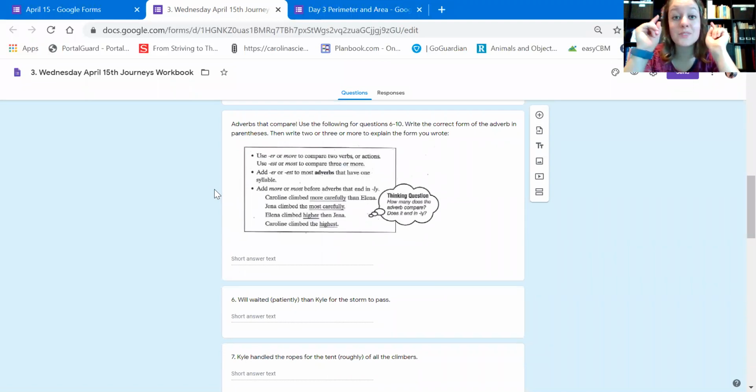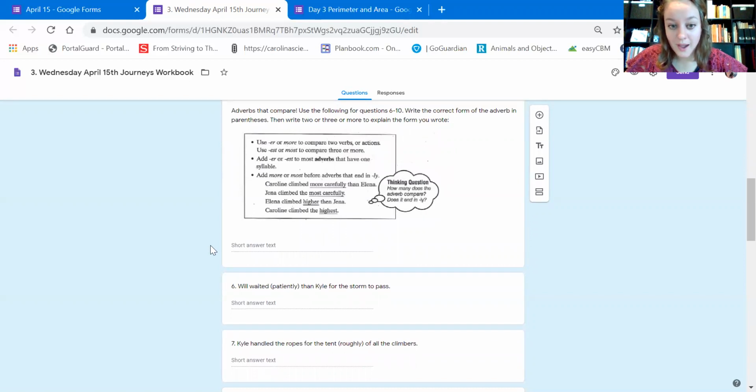Remember, an adverb is something that describes a verb, whereas adjectives are something that describe the noun. So we're looking at this box right here, and it kind of has the same rules. So, use ER or more to compare 2 verbs or actions, or use EST or most to compare 3 or more. Okay, so Will waited patiently than Kyle for the storm to pass. Okay, so patiently, we have to add more or most before adverbs that end in ly. So Will waited more patiently than Kyle for the storm to pass.